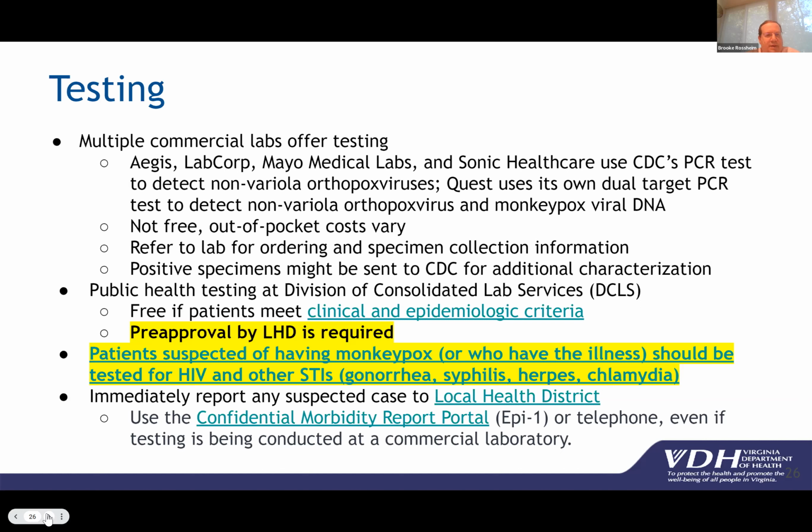Again, any suspected case should get reported to the local health department. This is a rapidly reportable illness, so the best thing to do is a phone call. There are other ways to report. You can use the confidential morbidity report online, but a phone call is really the best way to go. And that's even if the testing is being conducted at a commercial lab. Next slide.